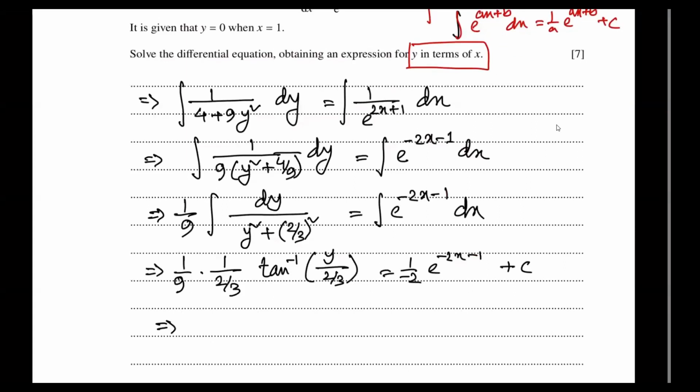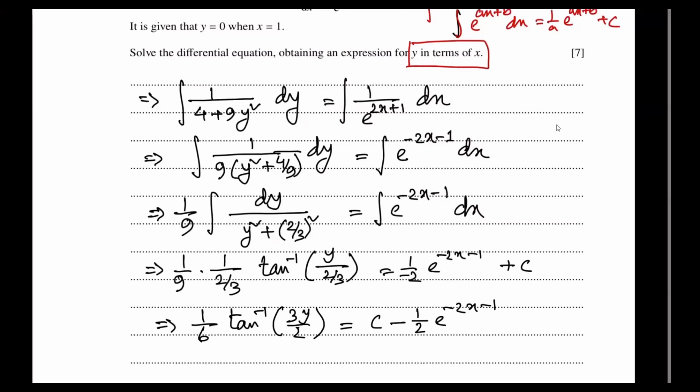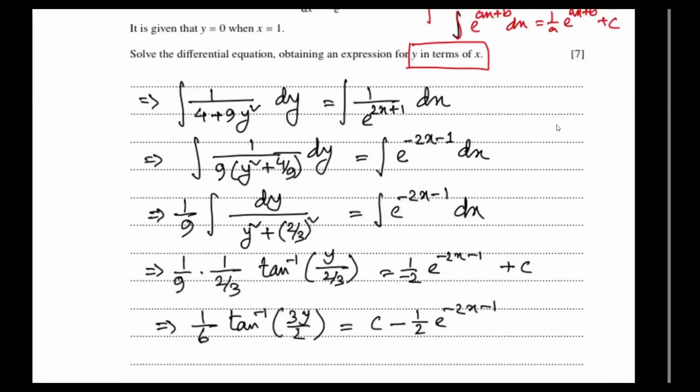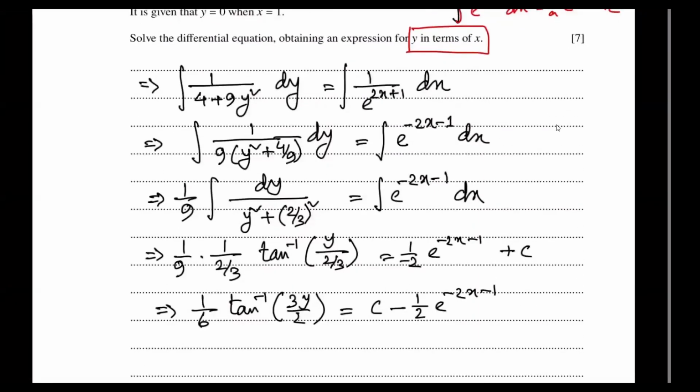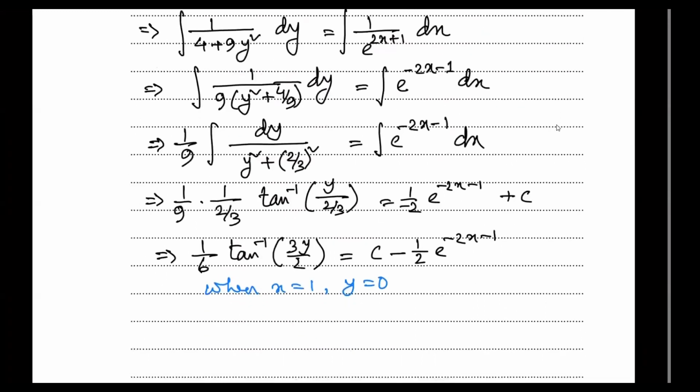So it is 1 by 6, let's take that 6, 1 by 6 tan inverse 3y by 2 equals c minus half e to the power minus 2x minus 1. Now use the boundary condition: when x equal to 1, y equal to 0. Substitute it in this equation.